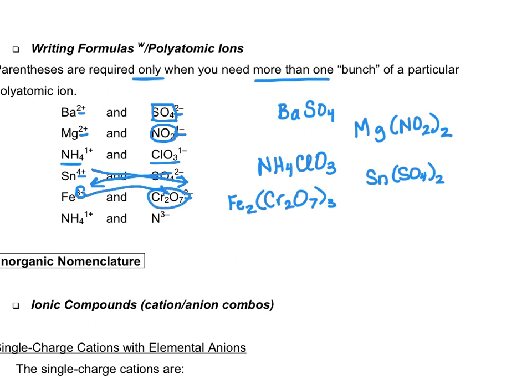And then lastly, I have a 3 minus on the nitride and a 1 plus on the ammonium. So open parentheses, NH4, close parentheses, 3N.